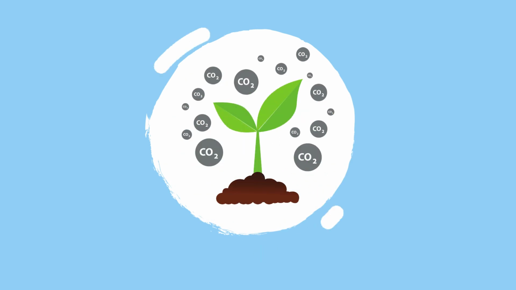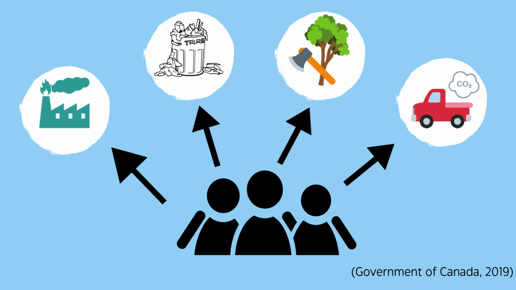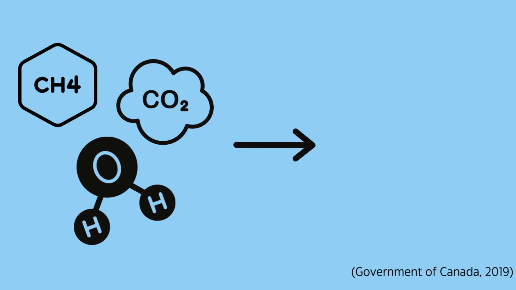The stored carbon that was contained in plants millions of years ago is released by human activities like burning fossil fuels, poor waste disposal, cutting down trees, and driving cars and trucks. These activities release greenhouse gases that harm our planet.